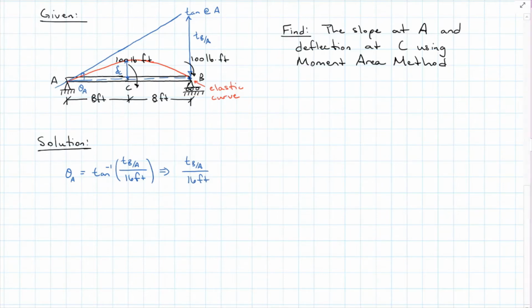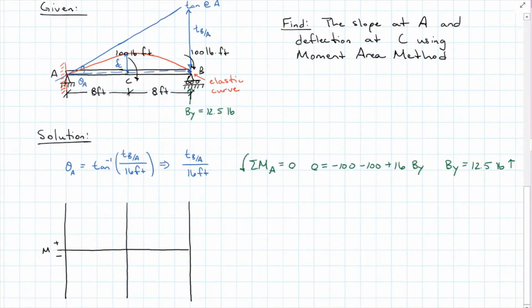To solve for theorem 2, I need to find the moment diagrams. And the easiest moment diagrams to work with are moment diagrams by superposition. So I'm going to draw the moment diagram by superposition, and I'm going to cantilever my system at A. If my system is cantilevered at A, that means I need to solve for reaction BY. Now that I have BY, I can draw my superposition moment diagram.